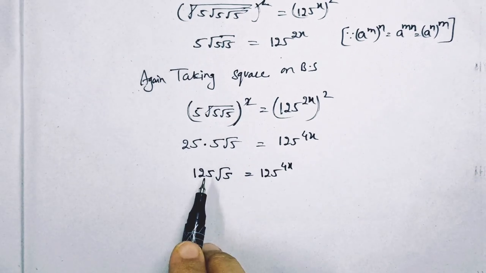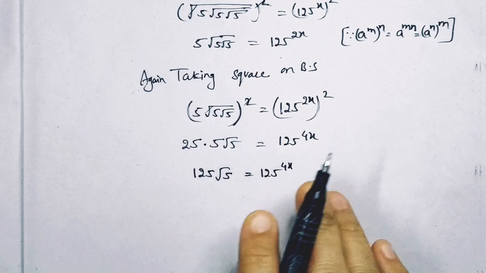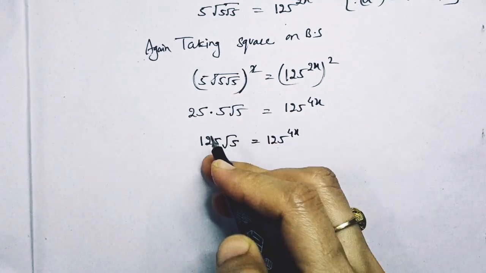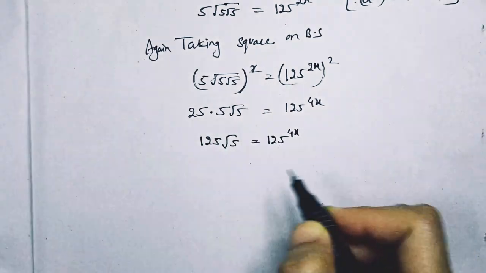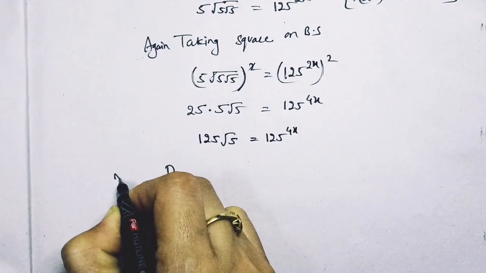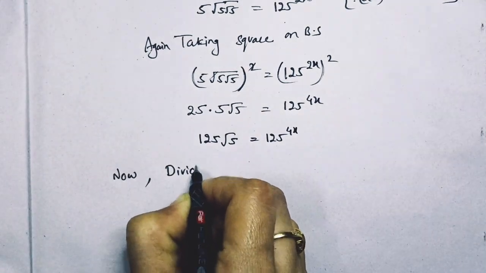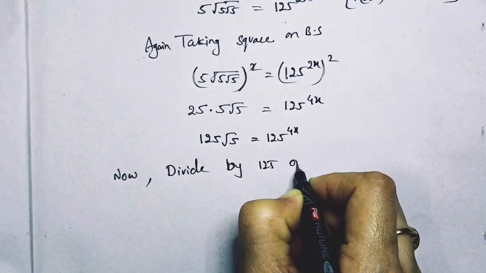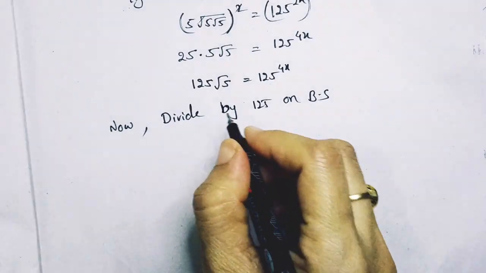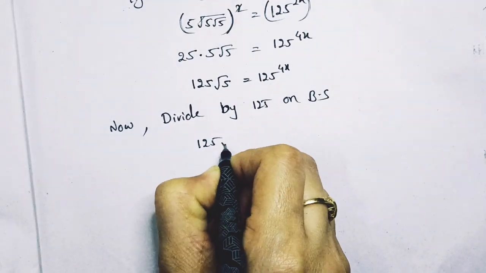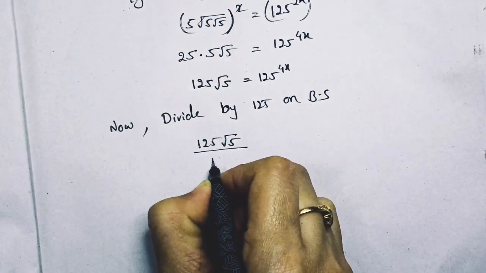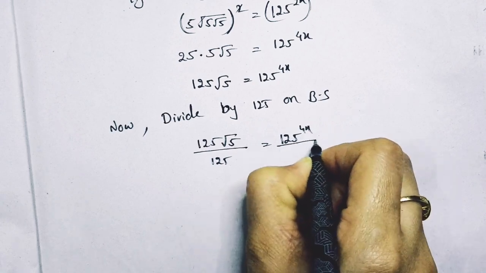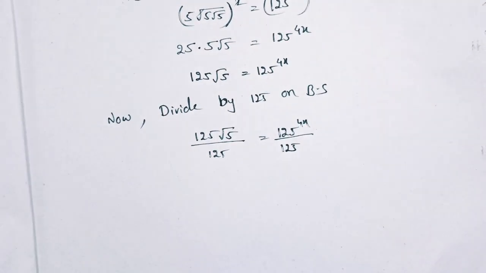So I'll just look at here. Here 125 is there, here 125 is there. Somewhat the same on both sides. So now what I'm going to do here is divide by 125 on both sides. Then what happened? 125 square root of 5 divided by 125 equal to 125 to the 4x divided by 125.